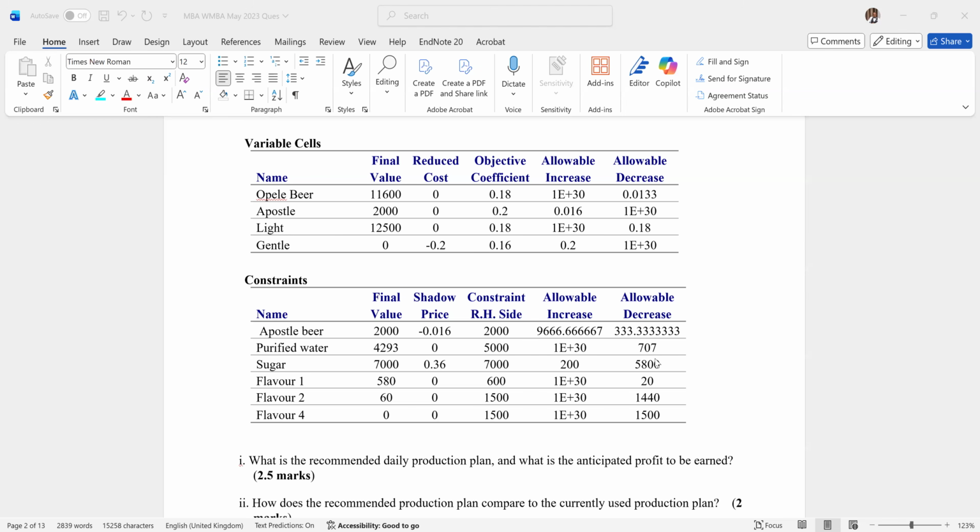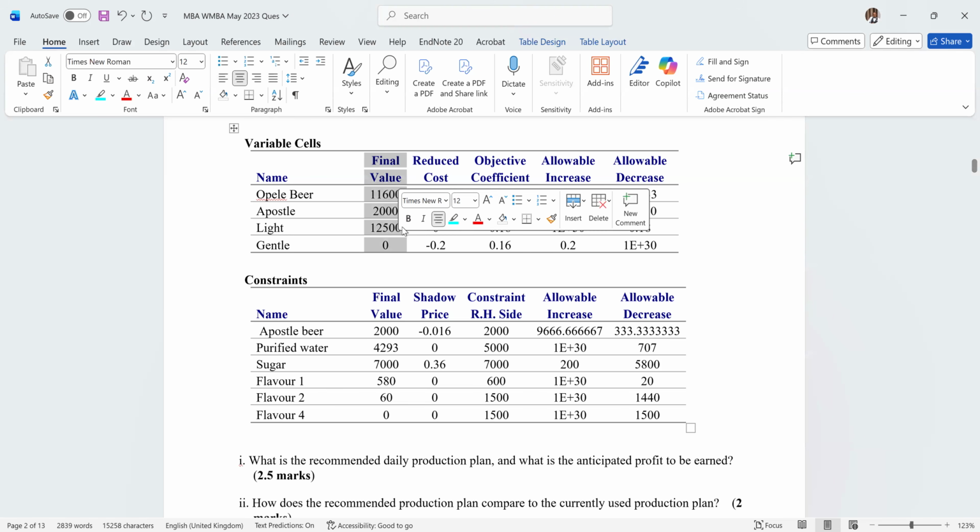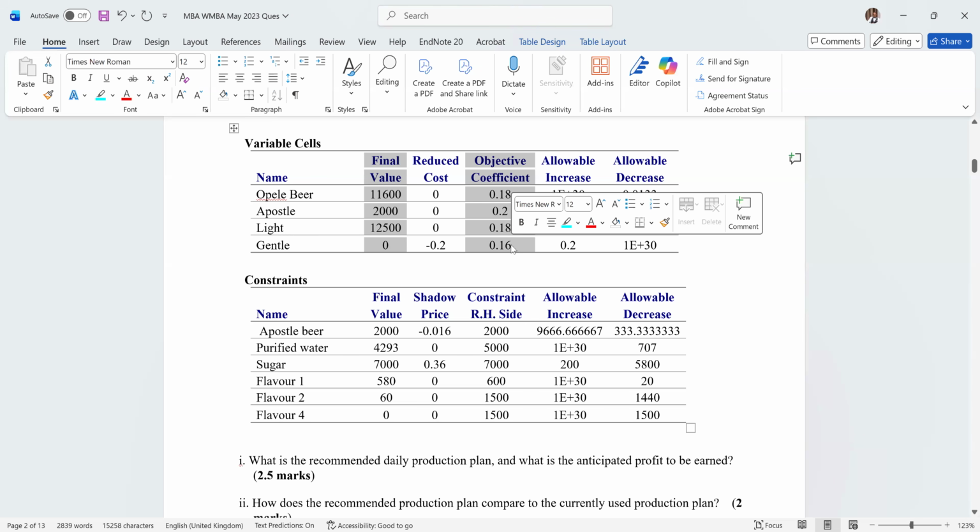And then the next one is the corresponding anticipated profit. So how do you get anticipated profit? You multiply each final value by the objective coefficient. You take each final value here, and then you multiply it by each objective coefficient. And that'll give you your final answer.